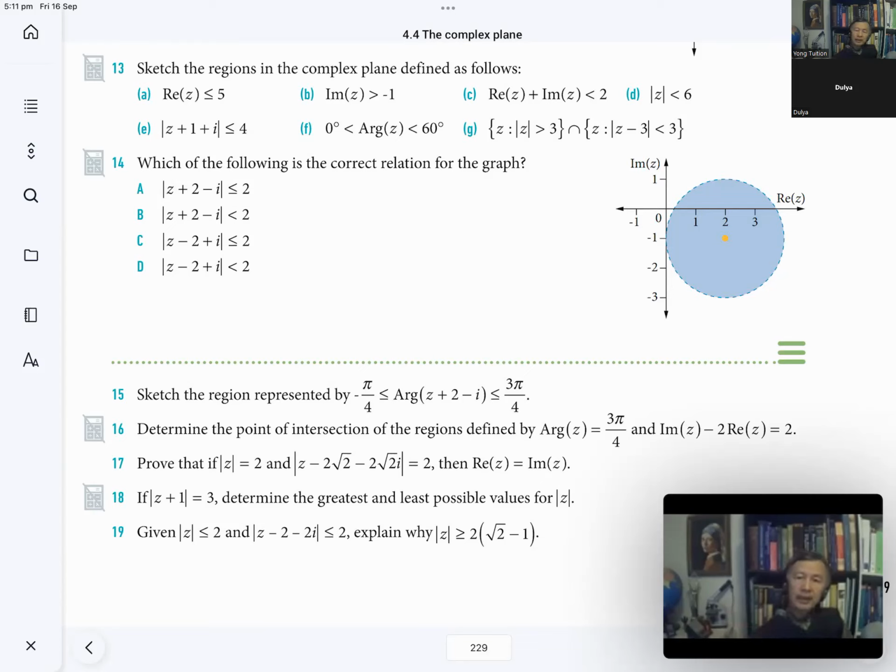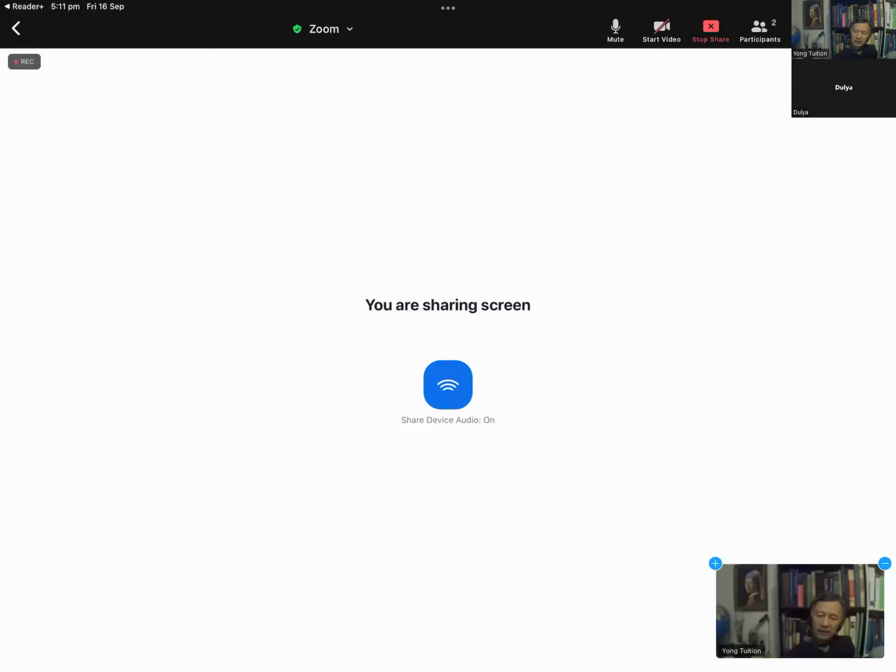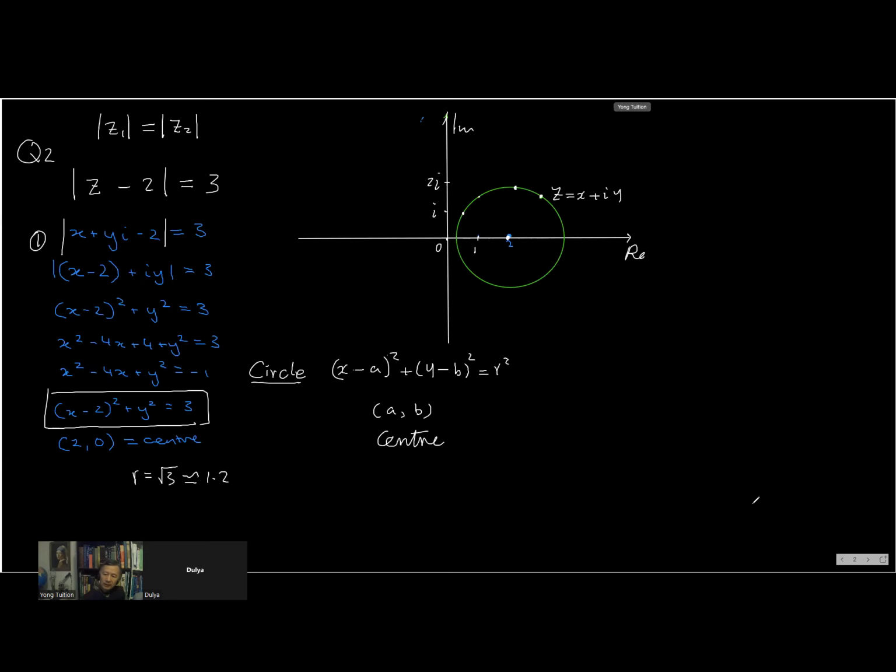Oh, by the way, can you stop your screen share? This is also relevant. Just to remind you, this is also a real complex question. Let's go to the next page.